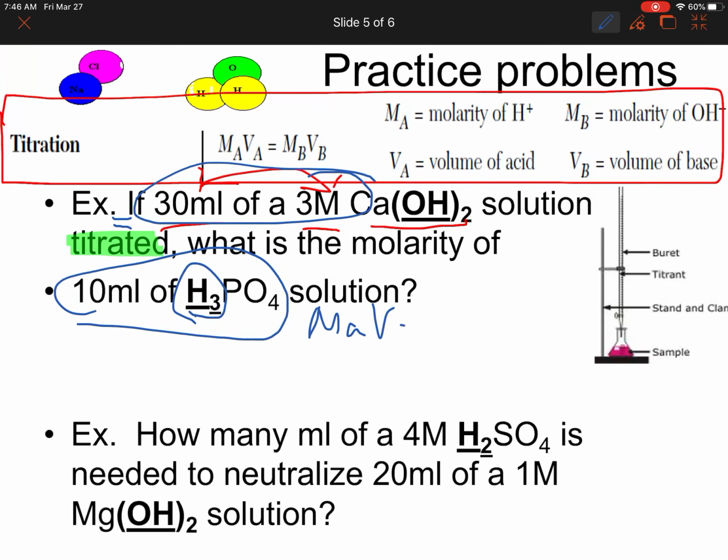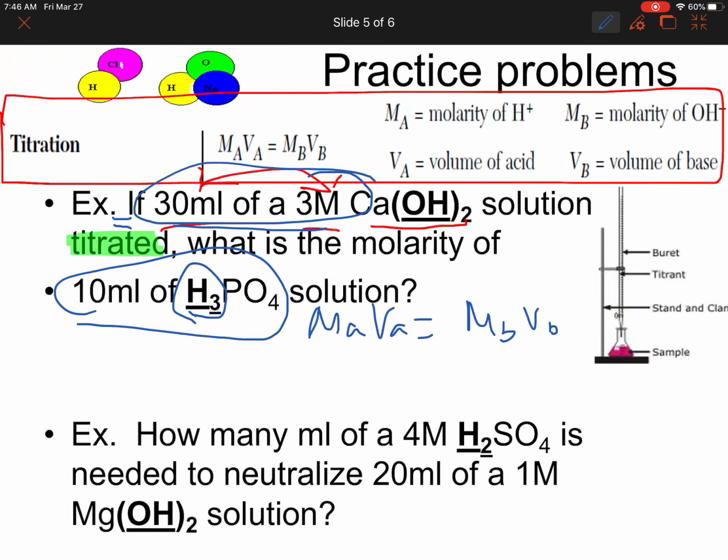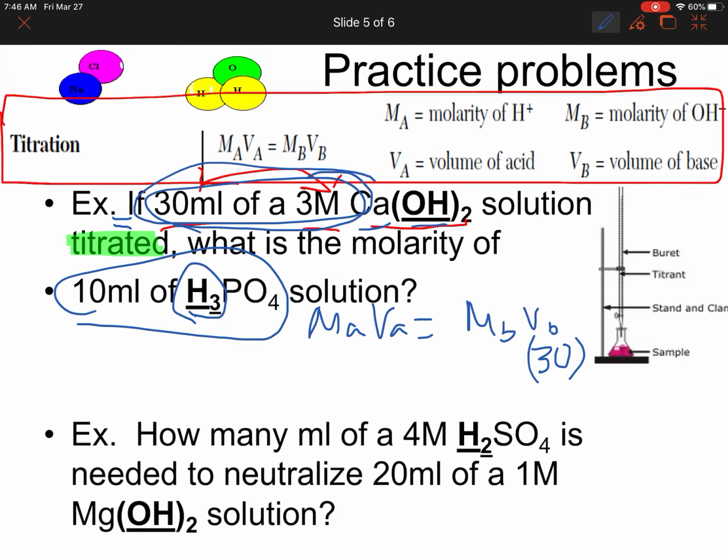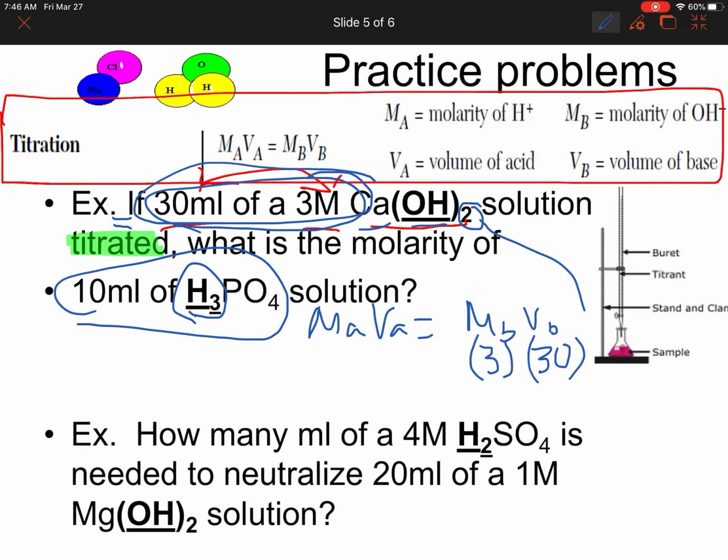MaVa equals MbVb. Okay. Again, 30 milliliters of a 3 molar Ca(OH)2. A metal with the OH is a what? Yes, a base. So 30 milliliters is our volume, 3 molar is our molarity. OH2 goes there. Why? Well, look at the question.